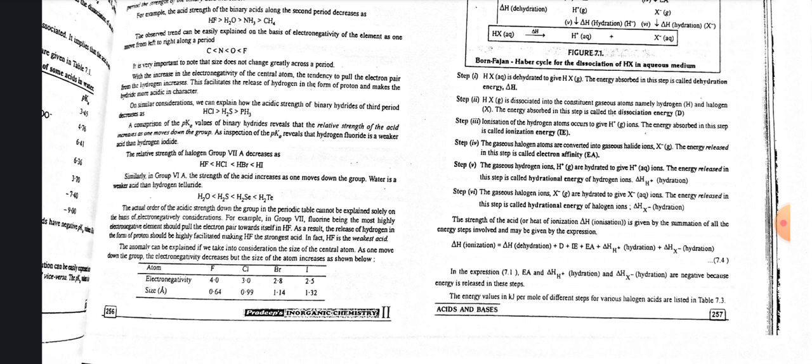On similar considerations, we can explain how the acidic strength of binary hydrides of the third period increases as SiH4, PH3, H2S, HCl. A comparison of pKa values of binary hydrides reveals that the relative strength of acids increases as one moves down the group, as inspection of the pKa reveals that hydrogen fluoride is a weaker acid than hydrogen iodide.